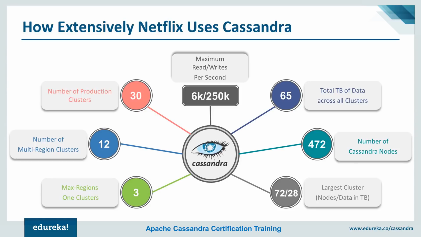Netflix has been using Cassandra extensively. The number of clusters they have deployed in production is large, almost 30 odd clusters. They are spread across almost 12 multi-region clusters, and every region has at least three clusters. The data across clusters is almost 65 terabytes, and there are almost 470 odd nodes.